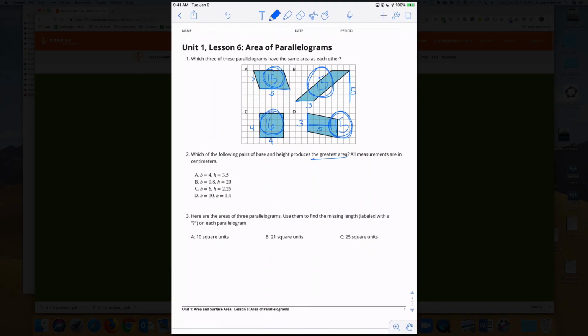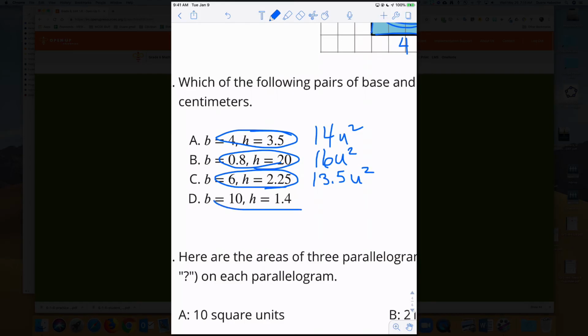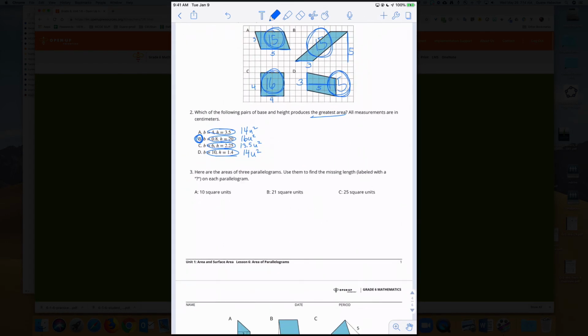All right, well, basically all we need to do is multiply. So right here, 4 times 3.5, that's 14 square units. 8 tenths times 20, that gives us 16 square units. You could do 6 times 2.25. Oh golly, that's 12, 13 and a half, 13.5 square units. And then lastly, oh, that's an easy one, 14 square units. So we could see that B has the largest area.